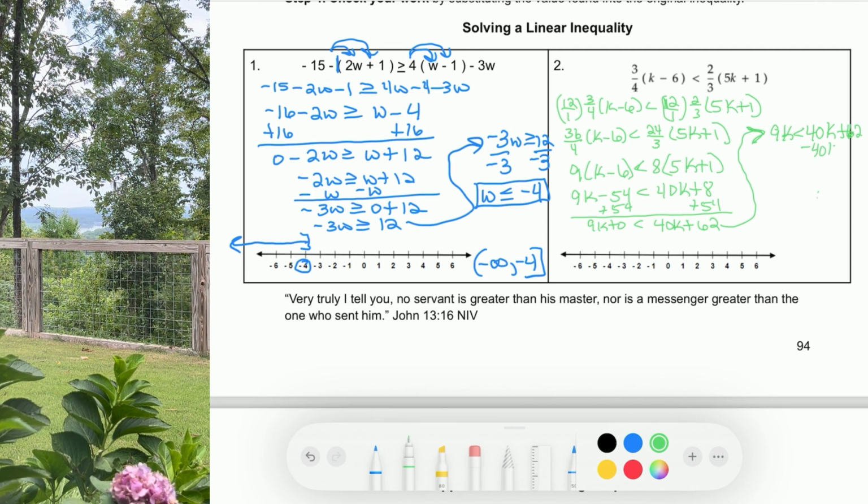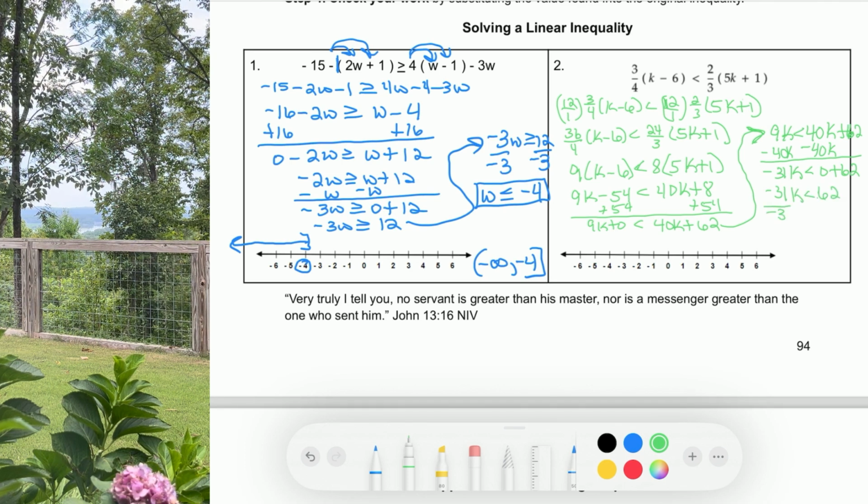I need to subtract the 40k from both sides. I end up with negative 31k is less than 0 plus 62. Now notice I didn't flip my inequality symbol just because I was subtracting a number. You only flip it if you multiply or divide by a negative number. Okay, so don't forget that. So this is a negative 31k less than 62.